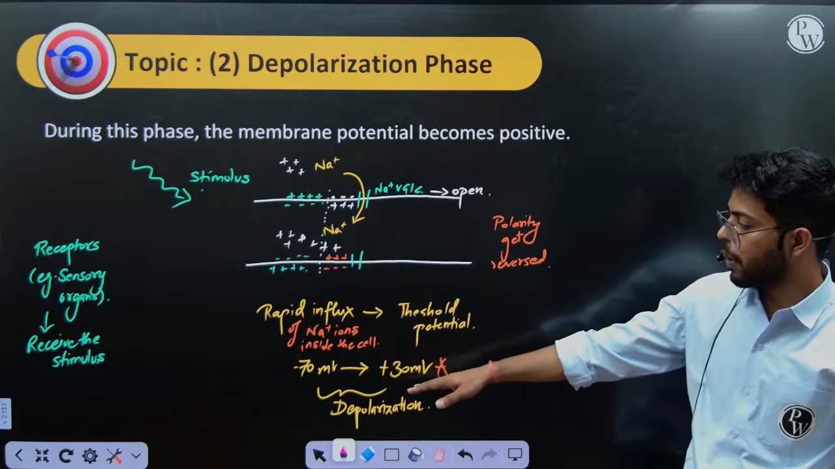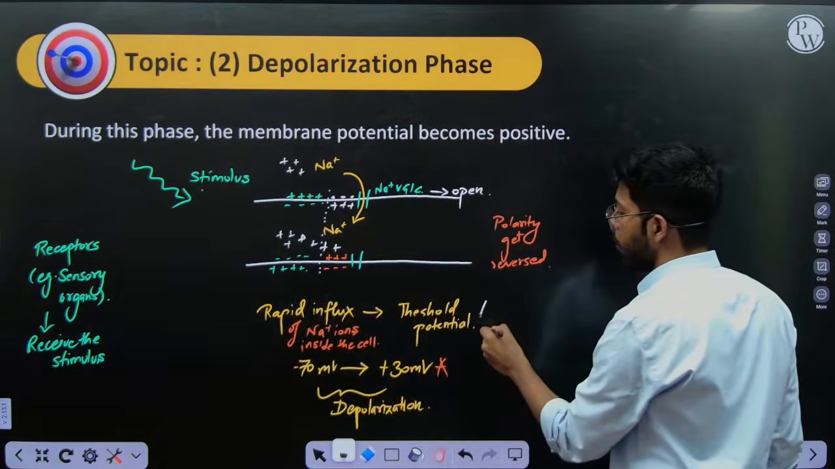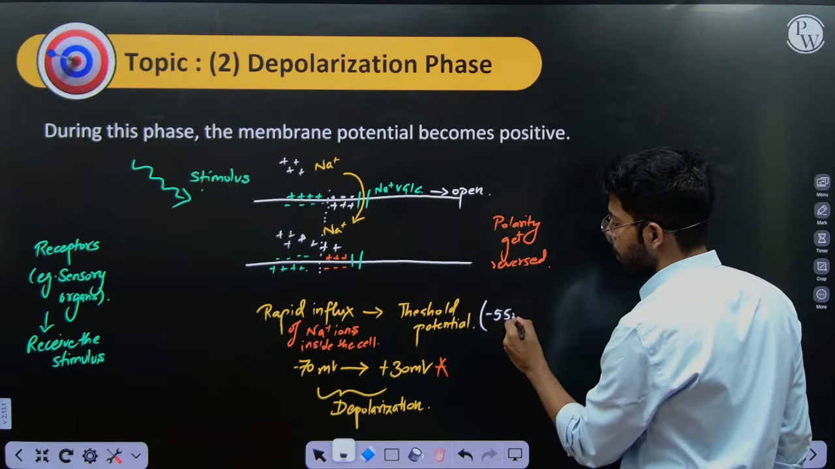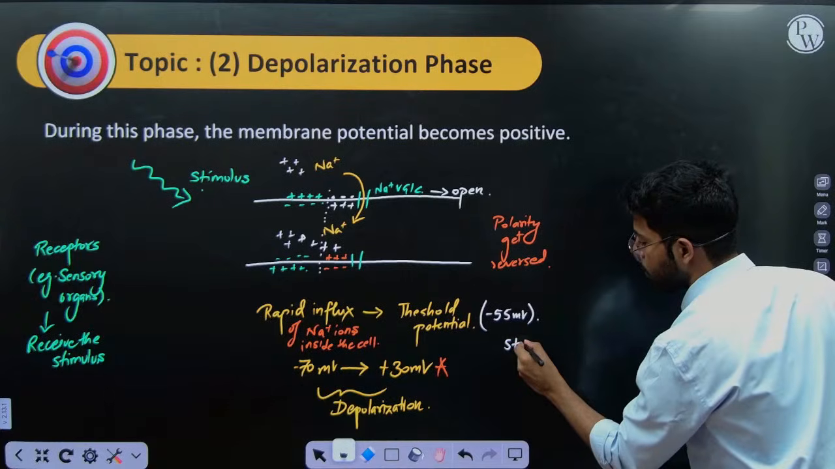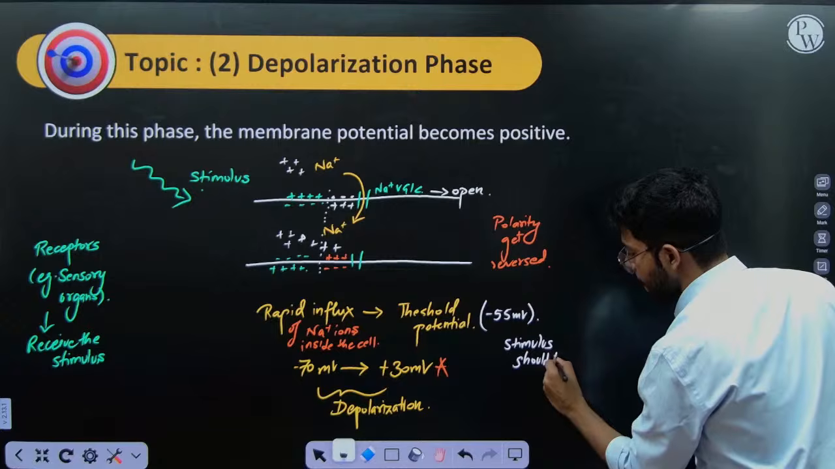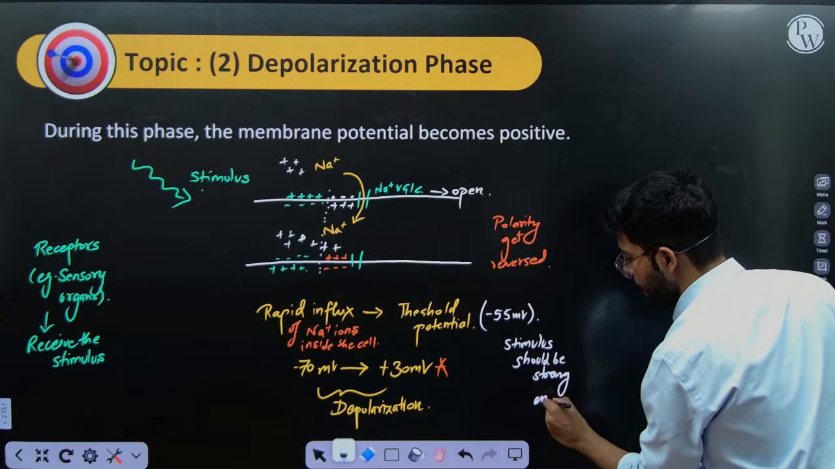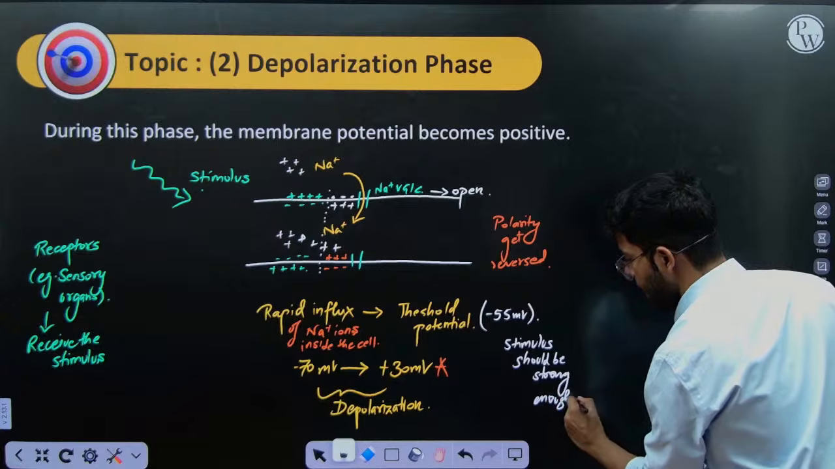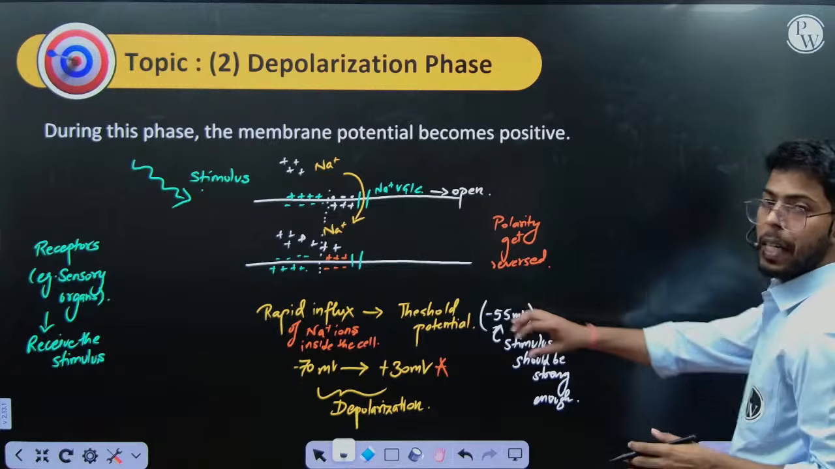it will reach up from minus 70 to plus 30, but it has to pass the minus 55 millivolt. So the stimulus should be strong enough to cross this threshold potential.